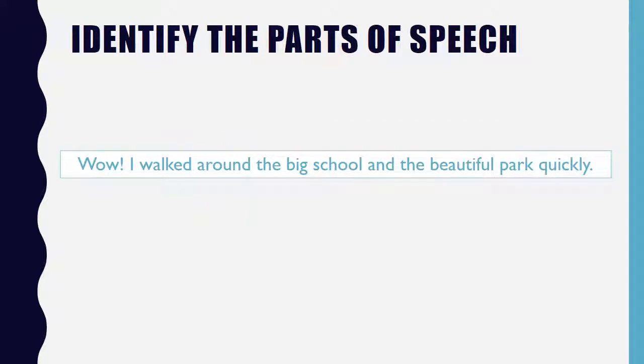Identify the conjunctions in this sentence. The coordinating conjunction in this sentence is the word and. The word and connects the big school and the beautiful park together.